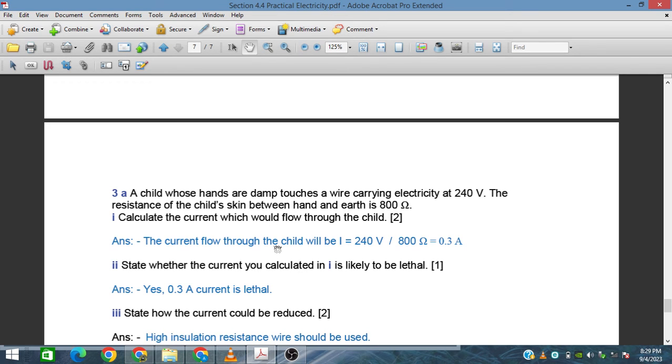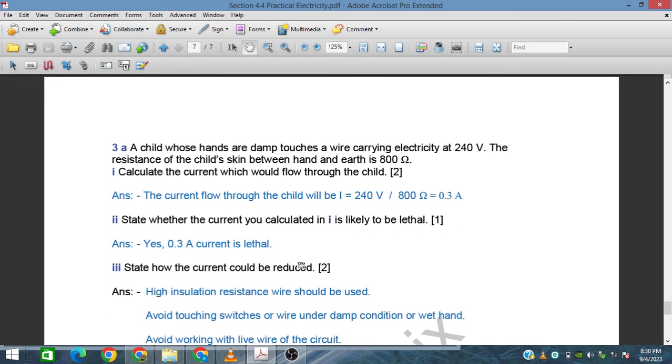The current flowing through the child will be I equals voltage upon resistance. So here we will get 0.3 ampere. State whether the current you calculated in part 1 is likely to be lethal. Yes, because this is 300 milliampere, and 0.1 ampere or 100 milliampere is a lethal current.